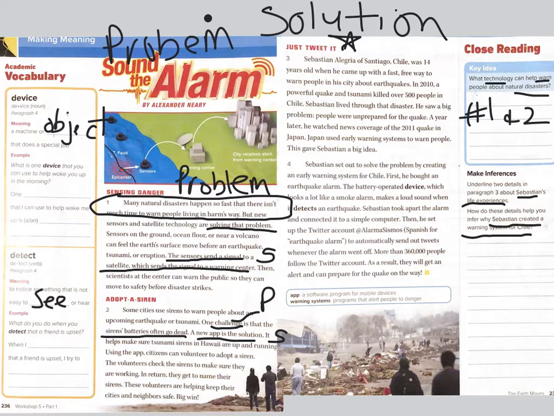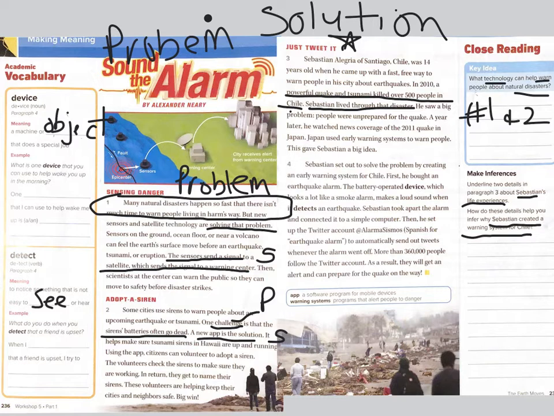So I'm going to stop there because it tells us to underline Sebastian's life experience. I know here, because it says Sebastian lived through that disaster, that was his life experience. And what he lived through was the powerful quake that killed 500 people in Chile. Okay, now as I read on, I want to know why he created his own suggestion and own ideas because of his life experience.